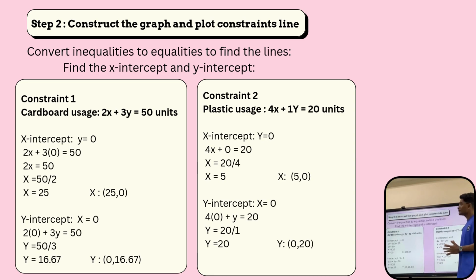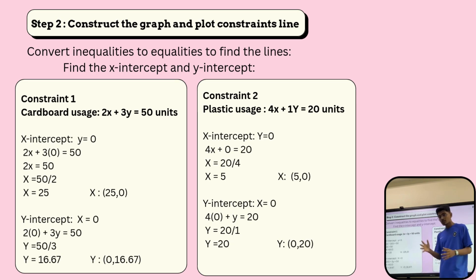For the second step, we need to construct the graph and plot the constraint lines. But before constructing the graph, we need to know the x value and the y value for both constraints. So let's find the first equation's x and y values. For constraint 1, cardboard usage, the equation is 2x plus 3y equal to 50 units.